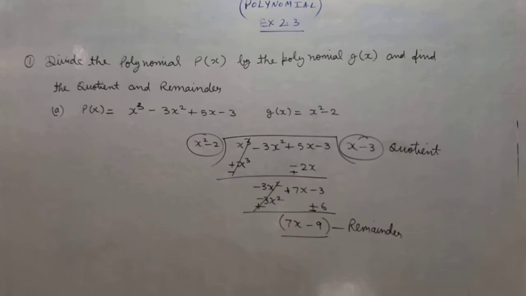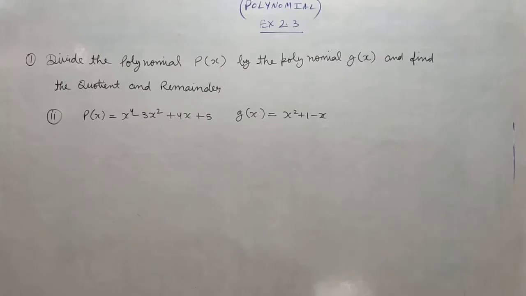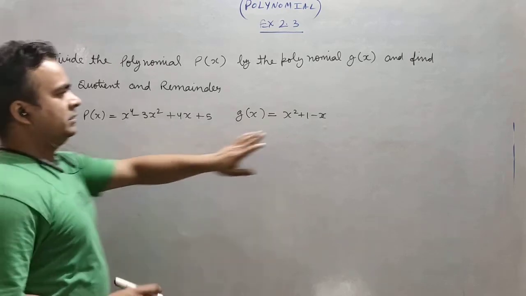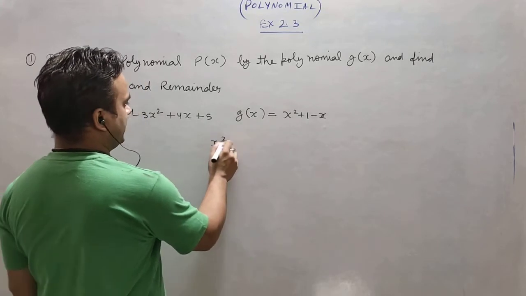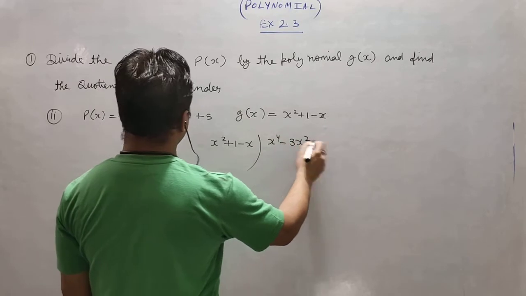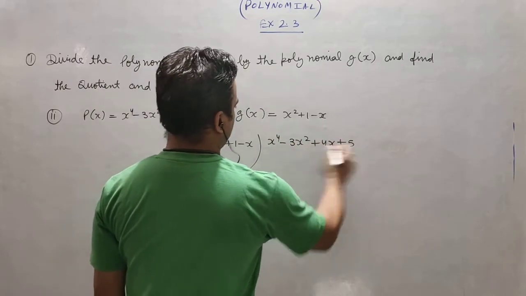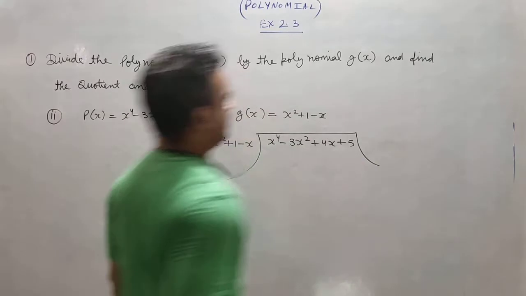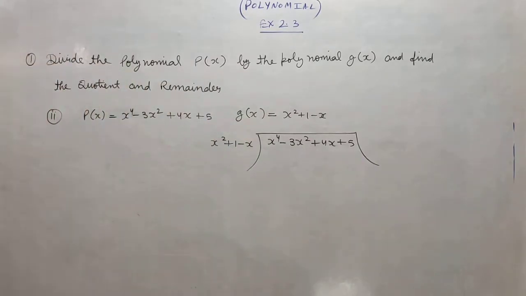So now the next question is this. Here p(x) is of degree 4 and the divisor is of degree 2. So we will write it here with the same procedure. There are 3 parts in the first question and we have done 2 parts here. I think the last part you can do yourself, because in these questions practice is very important.